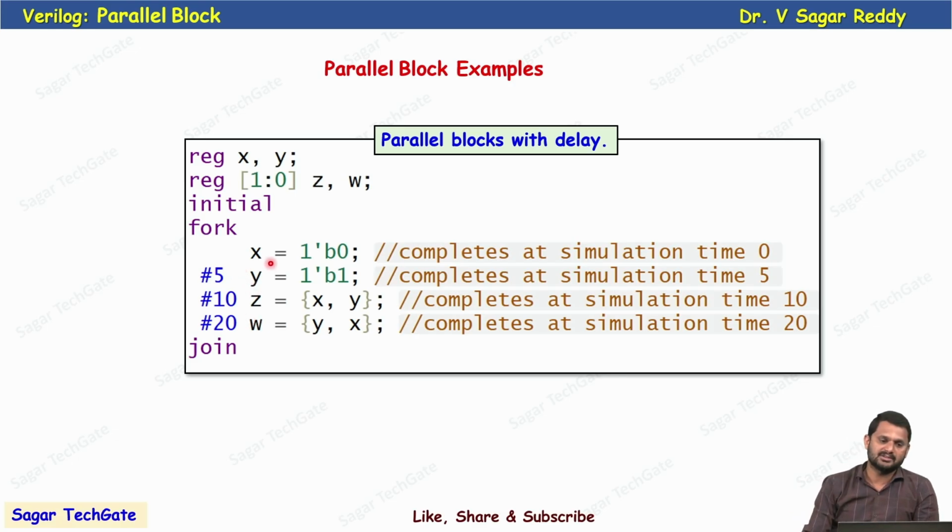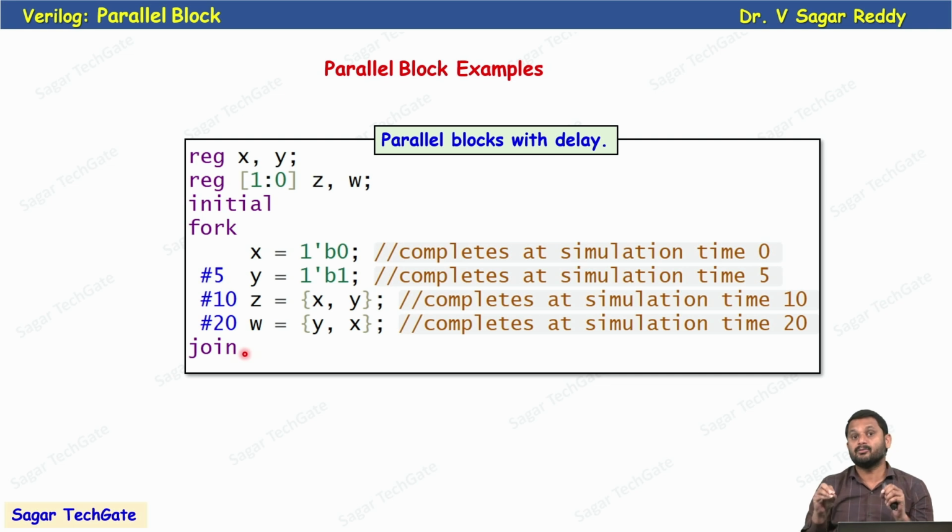Now, this is one process. This is one process. This is another process. This is another. Here we have 4 processes in the fork. All will start executing at the same time, but we are intentionally specifying these delays, right? I hope you understand the meaning of process.